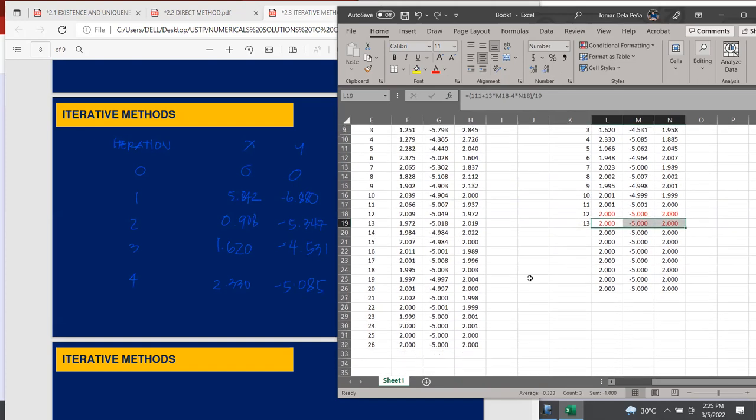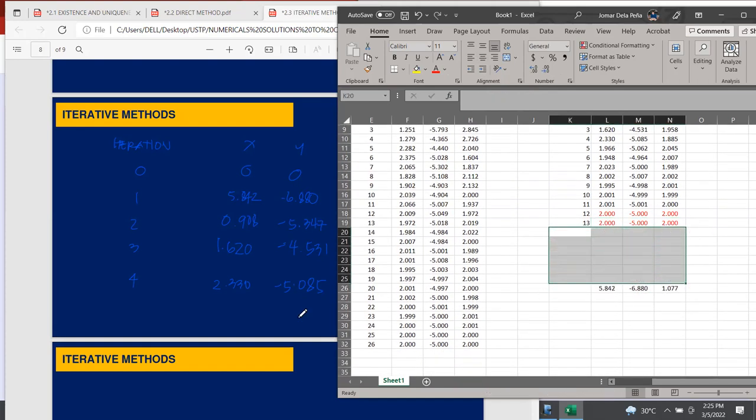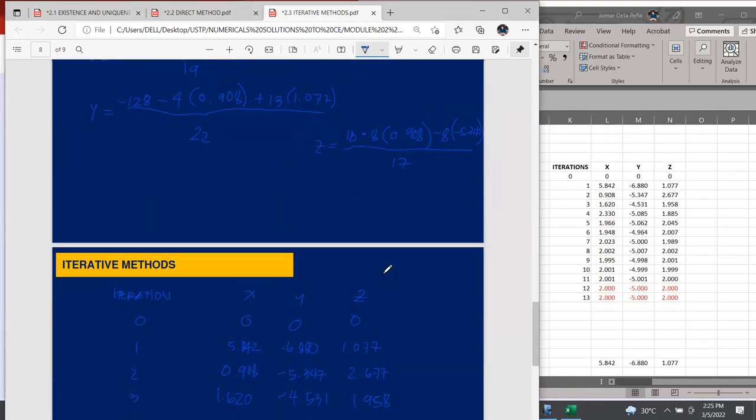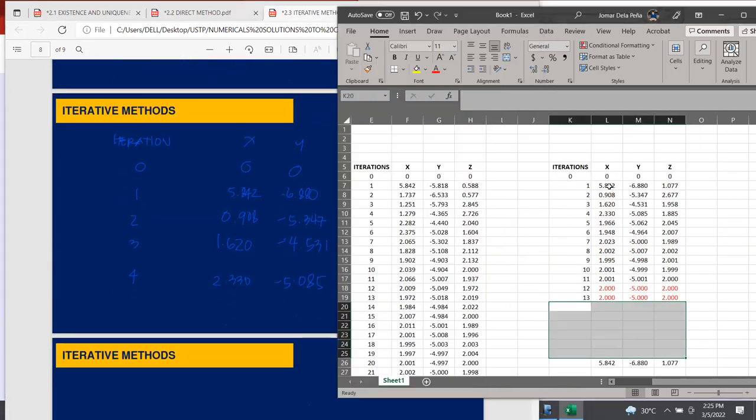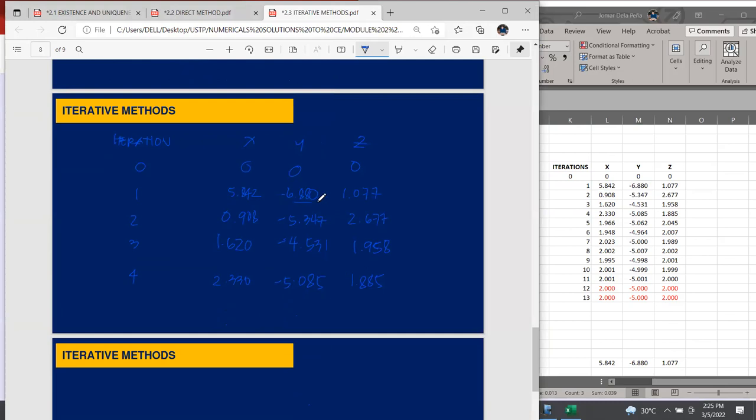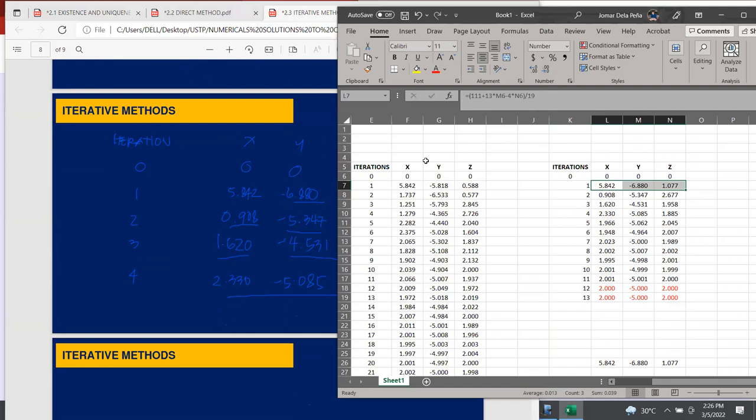And Jacobi takes longer. Let's check these values against the calculator, first the fourth iteration. We have 5.842, negative 6.88, 1.007, 0.908. Compare with the calculator and the PDF: 1.620 in the third iteration, negative 4.531, 1.958. So it is correct. We used the calculator correctly. Just be careful in getting the iterations. Okay?